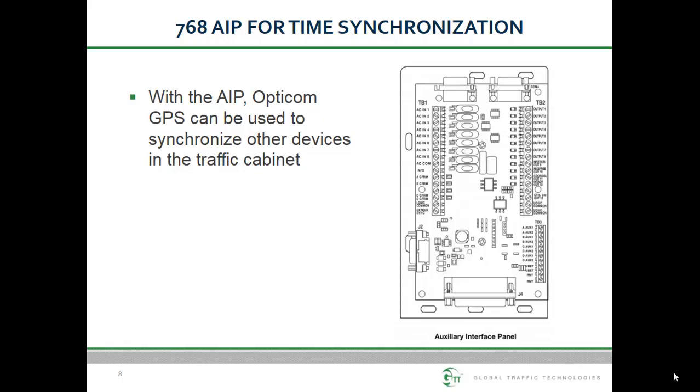For Opticom GPS installations, it is possible to use the GPS clock to keep the clock current on other devices in the traffic cabinet, such as the traffic controller. One of the AIP outputs may be set to send a clock reset pulse to the clock reset input of these other devices, such as the traffic controller. Connect a wire from one of the outputs of the AIP to the controller clock reset input.